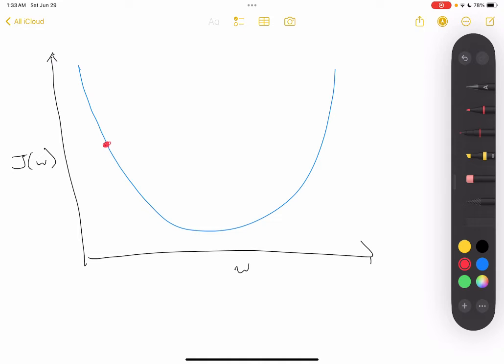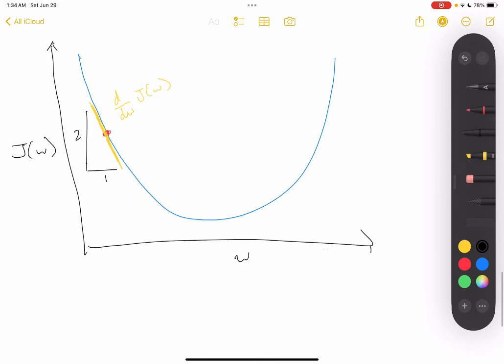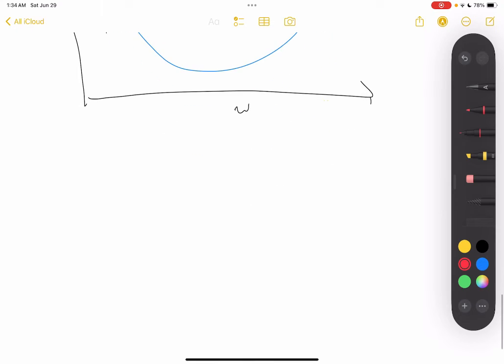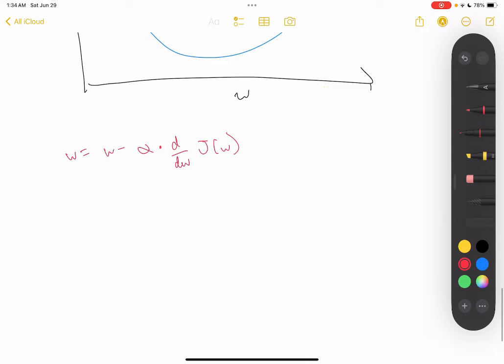So this value of w is under what the optimal value of w is to find the minimum of our cost function. Okay, so our slope is negative. Our derivative is less than 0. So what will this mean? If we use our formula again, w is equal to w minus alpha times the derivative with respect to w of our cost function. So this term now is negative, right?